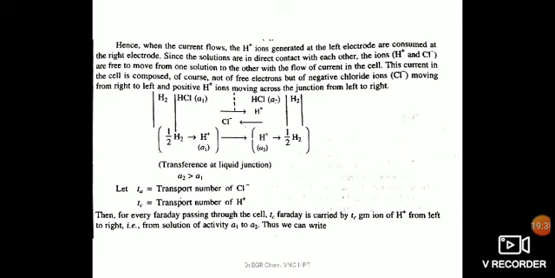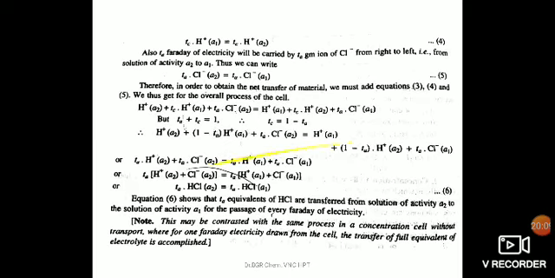So, transfer at liquid junction, here in this case A2 is greater than A1. Now, let Ta be the transport number of Cl minus and Tc the transport number of H plus ions. Then, for every Faraday of electricity passing through the cell, Tc Faraday is carried by Tc gram ion of H plus from left to right, that is from solution of activity A1 to A2. Thus, we can write Tc into H plus A1 giving rise to Tc into H plus A2. Call that equation 4.